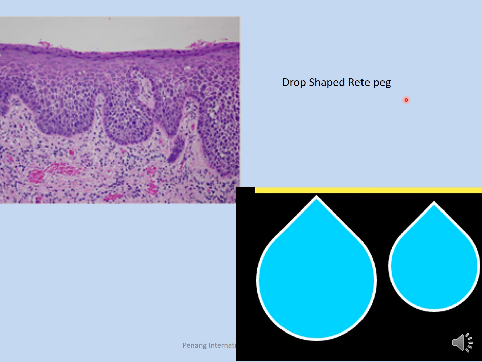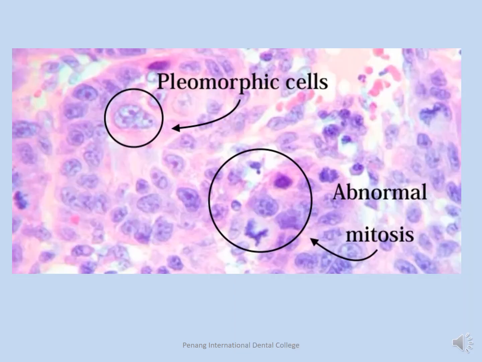The next dysplastic feature is drop-shaped rete ridges. So what do you mean by drop-shaped rete ridges? Well, if you notice, the shape of the rete ridge has now transformed to look like a drop, right, like a water droplet. Again, this is taking place because of the rapid proliferation of cells. If you look carefully, the other features are pleomorphic cells.